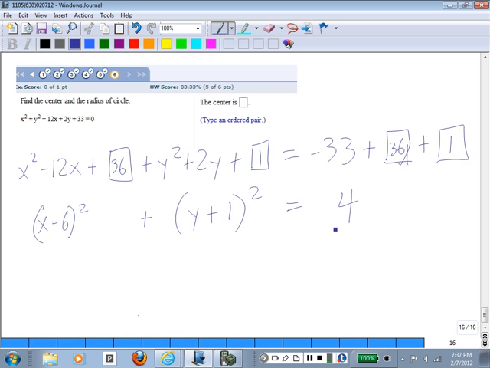And it's much easier to look at this and see the coordinates of the center and the radius length. The center, everyone feel good about 6, negative 1? And the radius length, r squared equals 4. So r equals 2. So the center is 6, negative 1, and the radius length is 2.